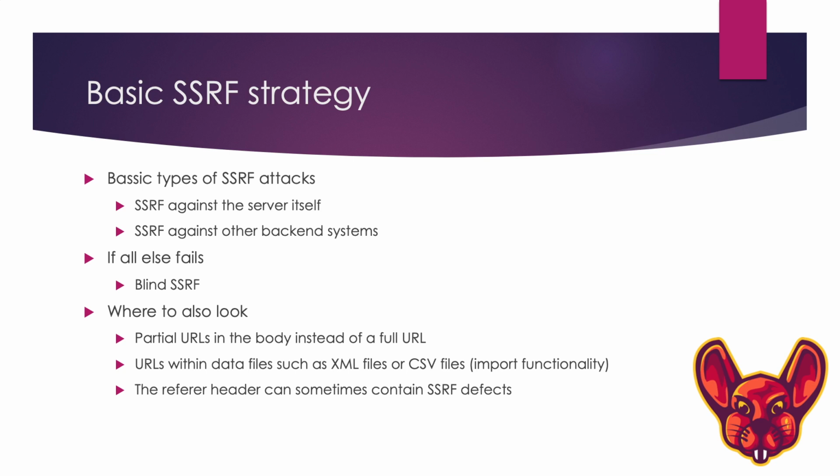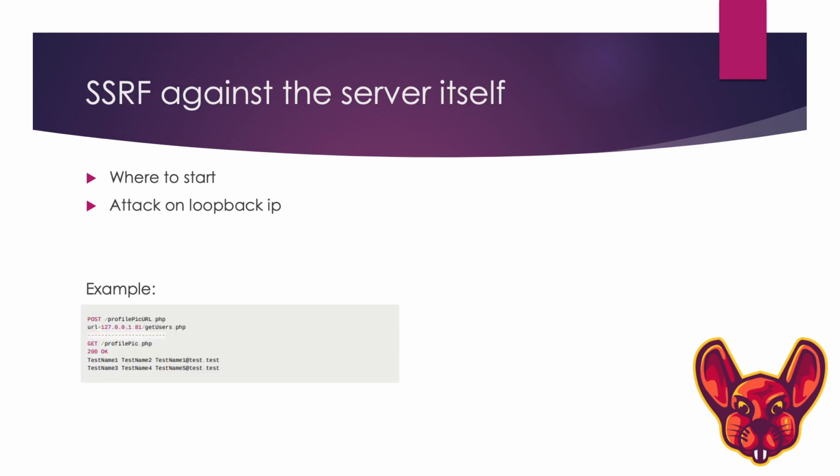I talked about normal SSRFs, but there are also blind SSRFs, of course. The problem with those is that they're extremely hard to actually exploit if you find them. So what do I do if I'm looking for SSRFs? I'm looking for any URL that actually resolves. I'm also looking for partial URLs in the body. If a part of that URL is controllable, I might be able to hijack that part and make it into an SSRF attack. URLs within data files, if I can import some stuff, that's also where I'm going to be looking, of course. And then referer headers can also sometimes contain SSRF defects. So that's where I'll be looking.